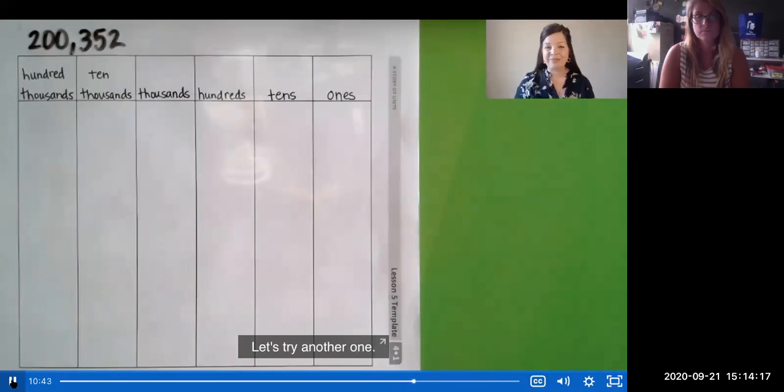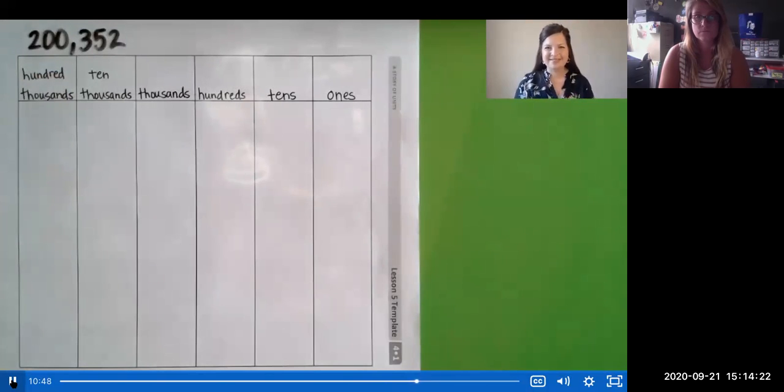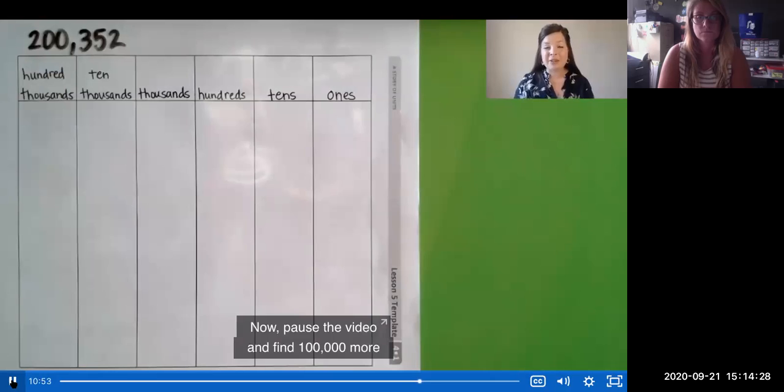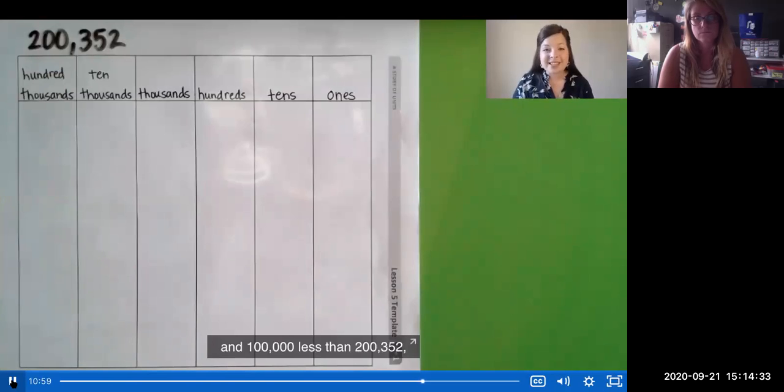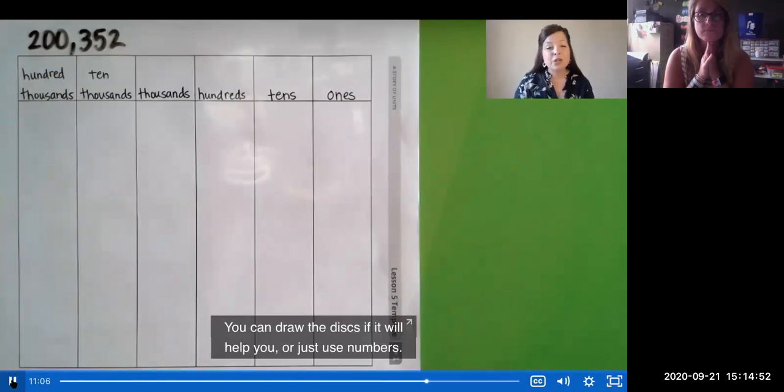Let's try another one. Look at the number that I've written. Read it out loud. 200,352. Now pause the video and find 100,000 more and 100,000 less than 200,352. And write them as equations. You can draw the discs if it will help you, or just use numbers.